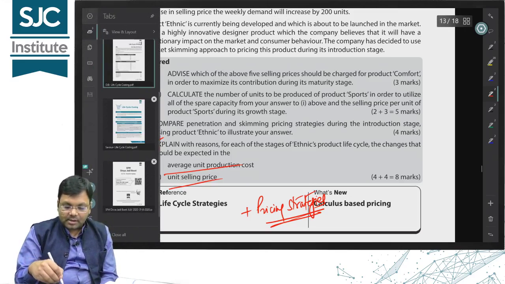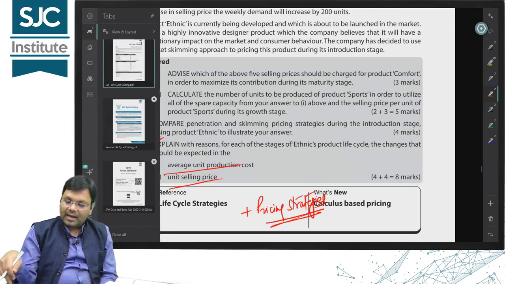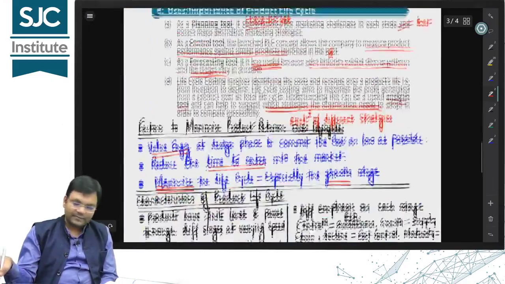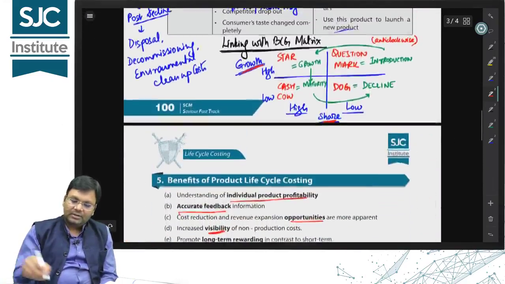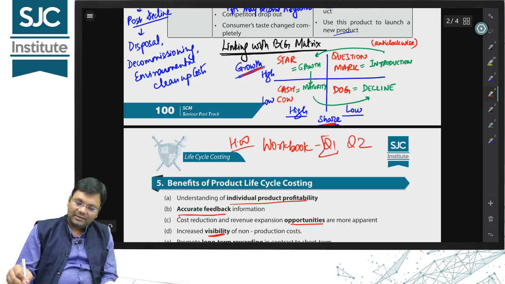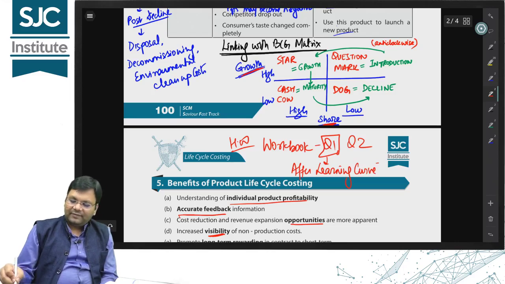All right, so guys, this is over, and homework apart from the questions that I gave you here, there will be 2 questions in workbook question 2, homework question 1 and 2. Question 1 is after learning curve chapter. See, so many interconnections are there, I cannot help. So after learning curve you will do question 1, but question 2 you can practice. It requires some concept of present value of cash flows.